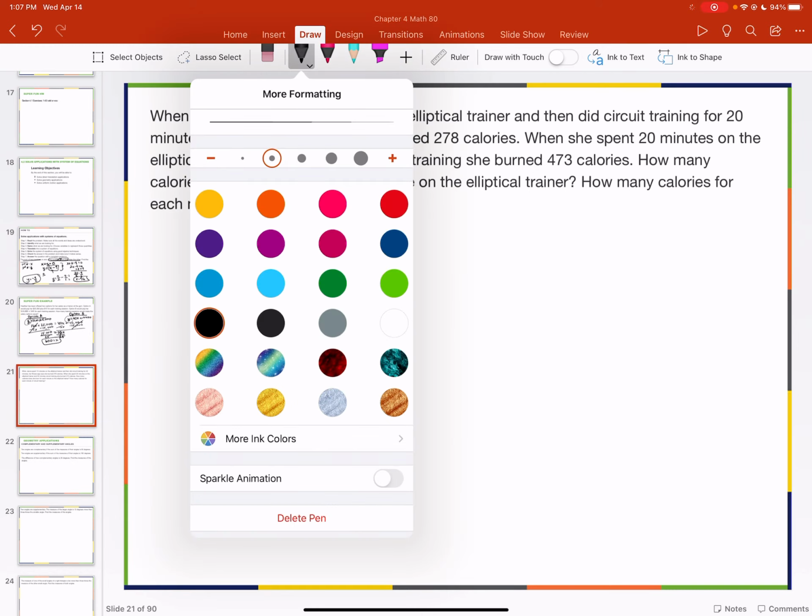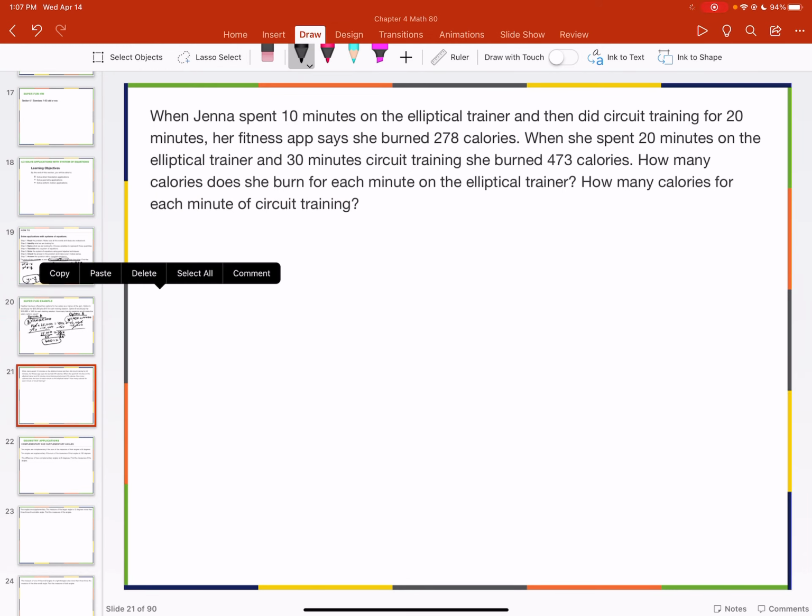When Jenna spent 15 minutes on the elliptical trainer and she did circuit training for 20 minutes, her fitness app says that she burned 278 calories. When she spent 20 minutes on the trainer and 30 minutes circuit training, she burned 473 calories. How many calories does she burn for each minute on the elliptical trainer?